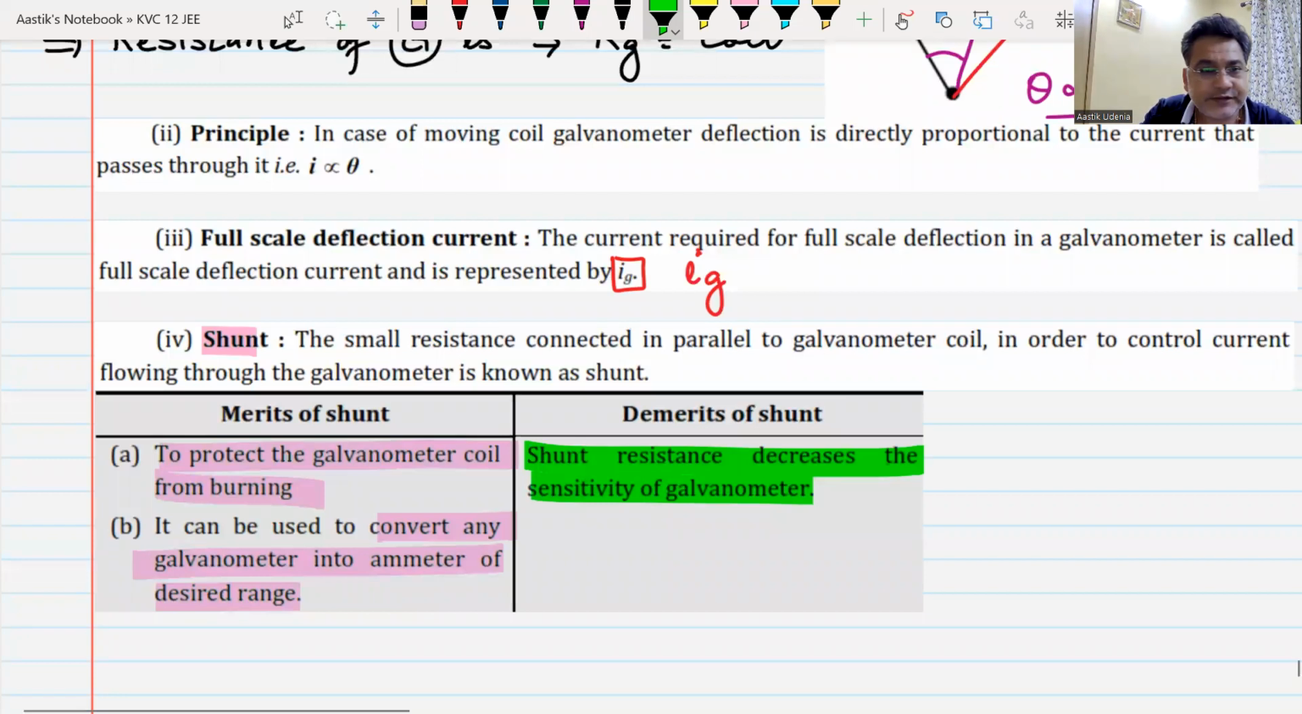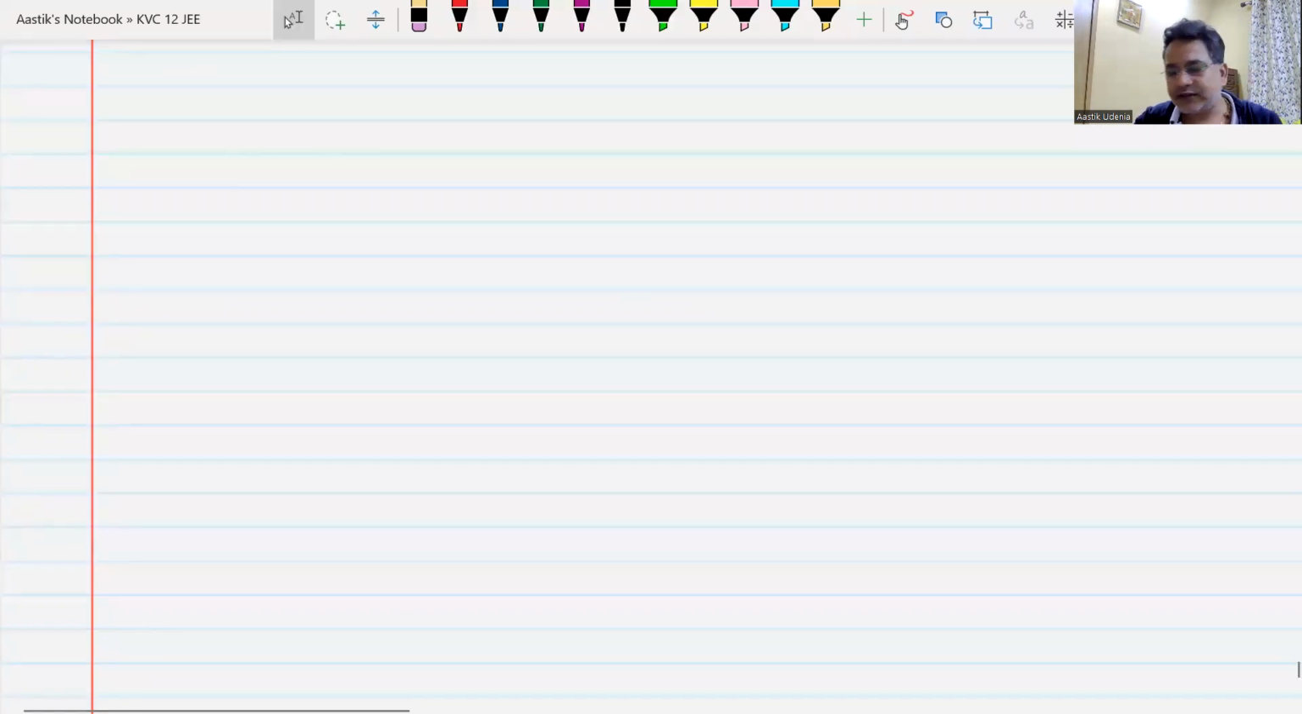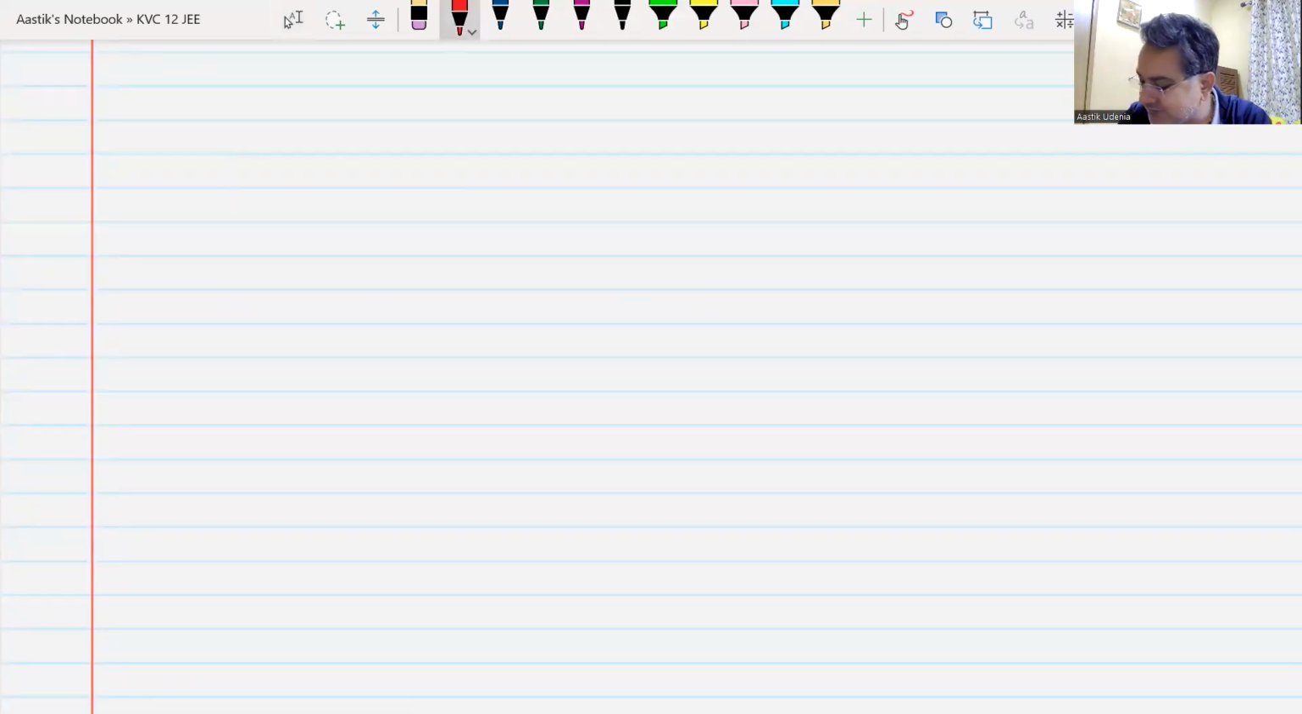Well, since we have come so far, there are two more small things that we can write, and I've seen questions on this: current and voltage sensitivity.